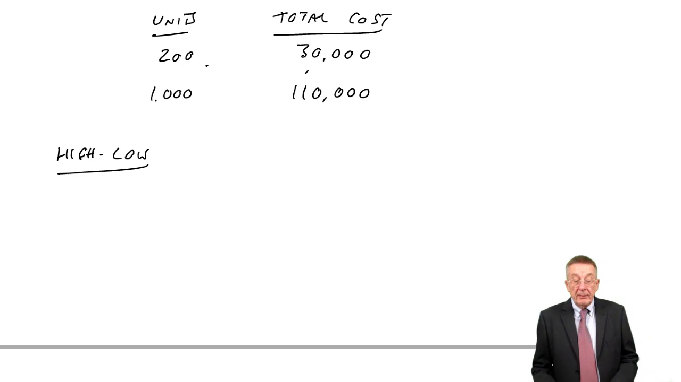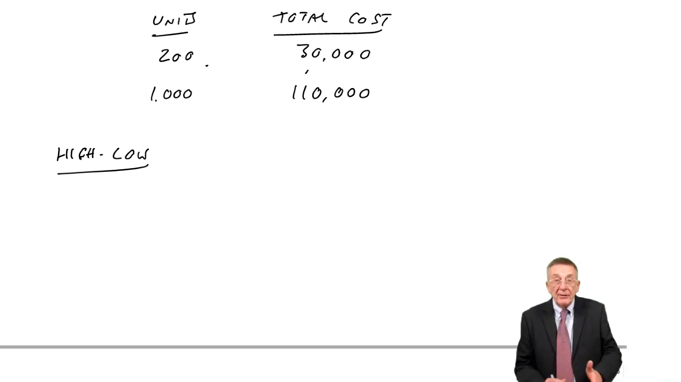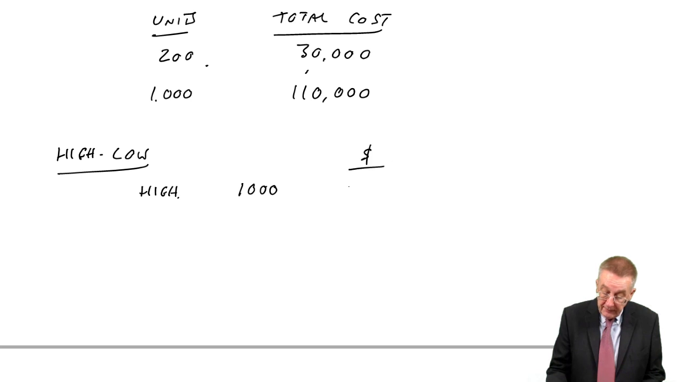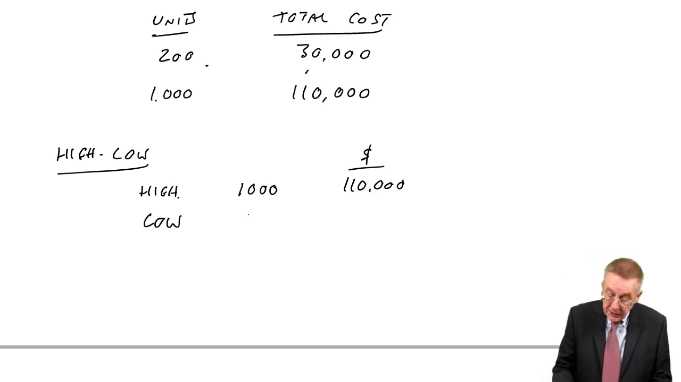And what we do is this. We've only got 2 months there. It wouldn't matter. We'll look at this again in a later chapter. It wouldn't matter how many months we've looked at. But we take the high one, 1,000 units at a cost of 110. We take the lowest one. Now the lowest one is 200 units and the cost was 30.